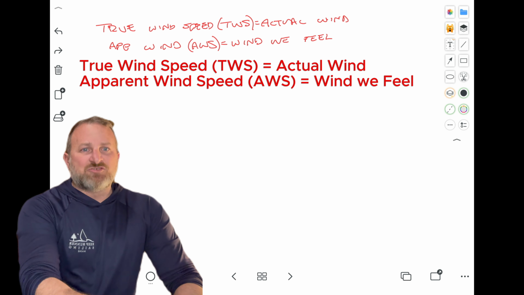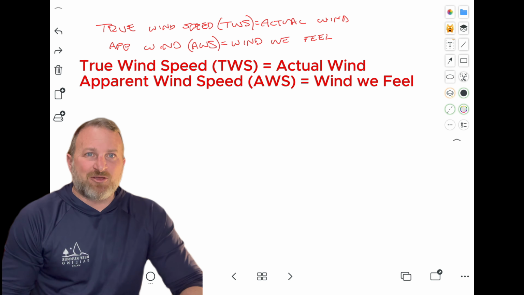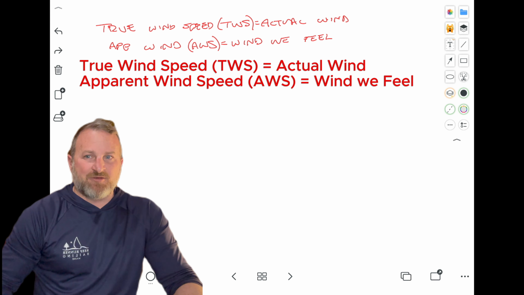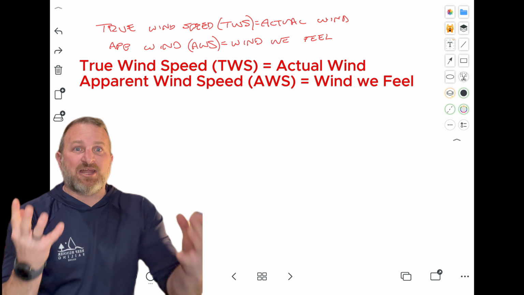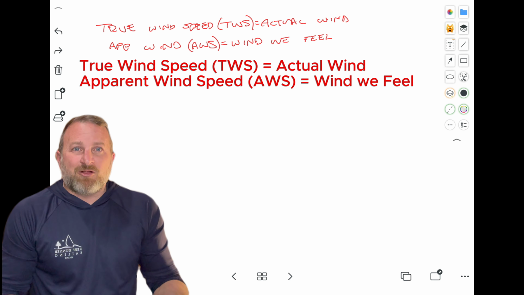So let's think about why that's different. When our boat moves through the water towards the wind, we're going to feel more wind. It's kind of like when you're driving in your car at 30 miles per hour, you really can't tell where the wind is coming from. If you put your hand out the window or stick your head out the window, it's going to feel like it's coming straight at you. So that increase in wind is really just what we call apparent wind.